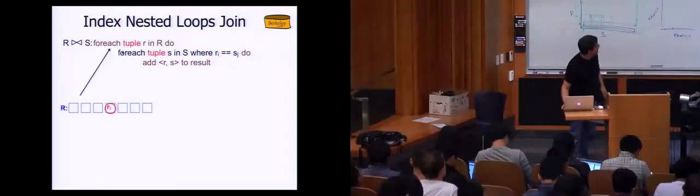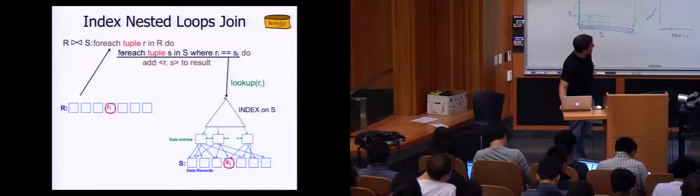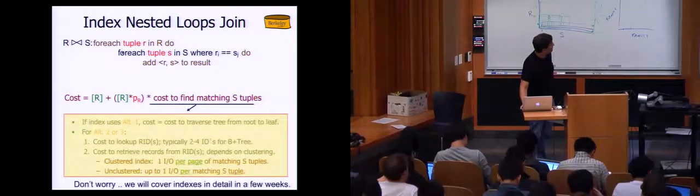Okay. So you get your R. You do a lookup in some data structure to get the matching S's. And then you go through the matching S's and you form RS pairs. And then you do it again for another R.